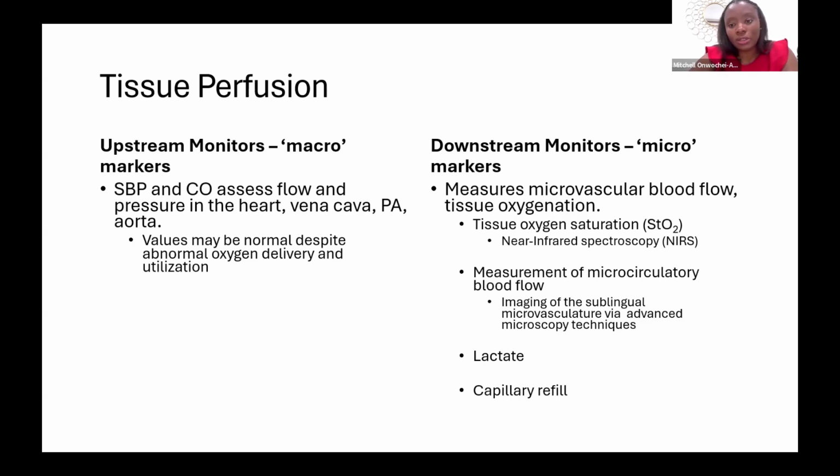So you can look at a way to evaluate for microcirculation. One of them is the NIRS. It's called near infrared spectroscopy, which measures tissue oxygen saturation. It does have a lot of limitations that I'm not going to go into. You can also measure microcirculatory blood flow by looking at the sublingual microvasculature. I have a picture of it on the next slide. And you can also check your lactate and capillary refill.